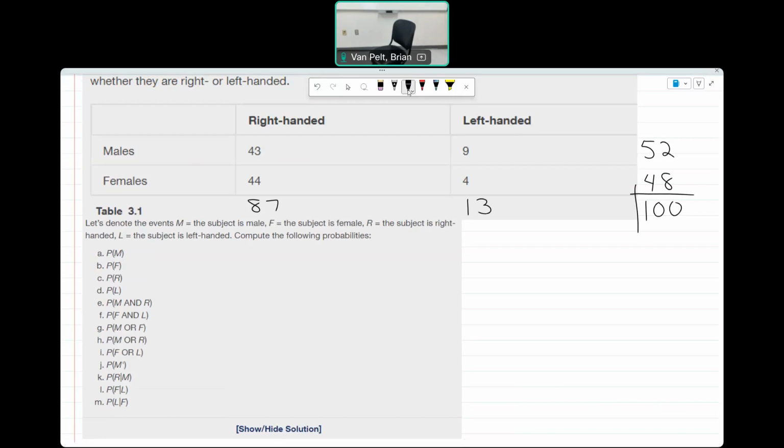What about the and? Where do you find an and? So let's do part F, for example, female and left-hander. What's the probability of being female and left-handed? That's this right here, right? 4 out of 100.